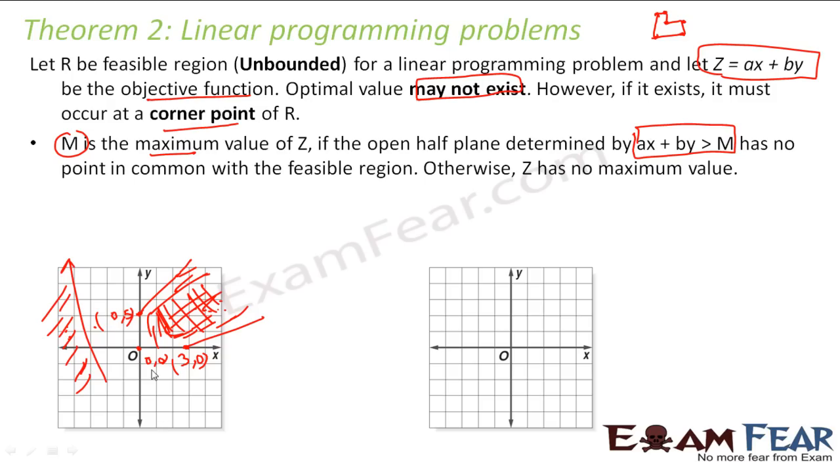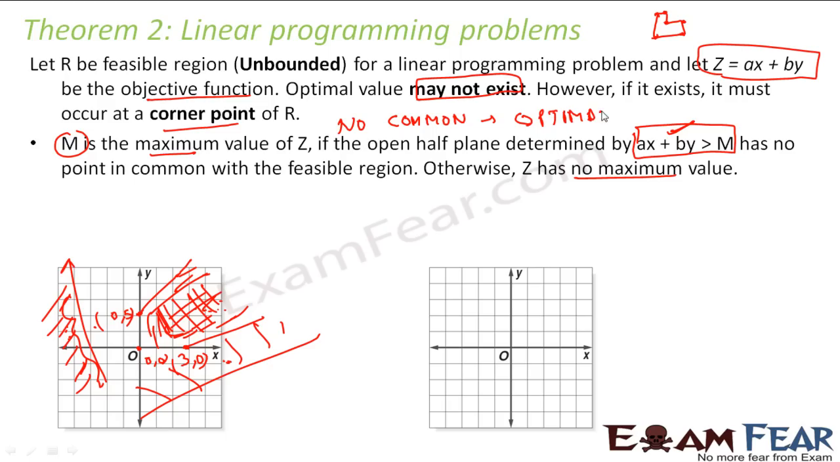But if instead of this I have something like this, and this is the area, then you see there's a mapping between this equation and the area which we got, right, the feasible region. In that case, if there is a common point, then no maximum. Only if there is no common point, then maximum. So the rule is no common point, then you get the optimal point.